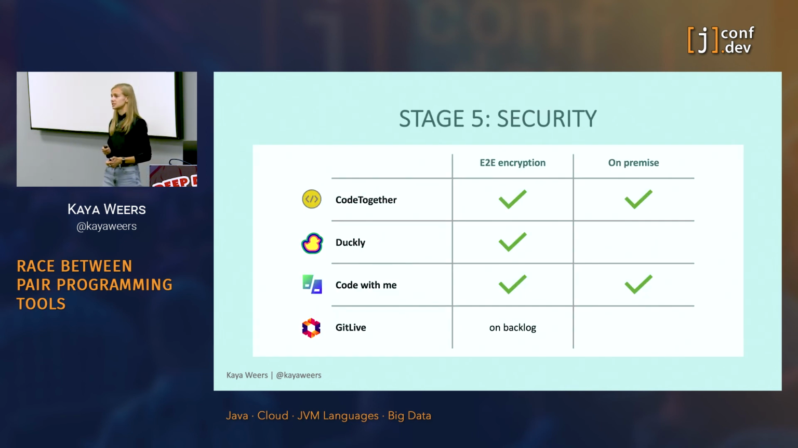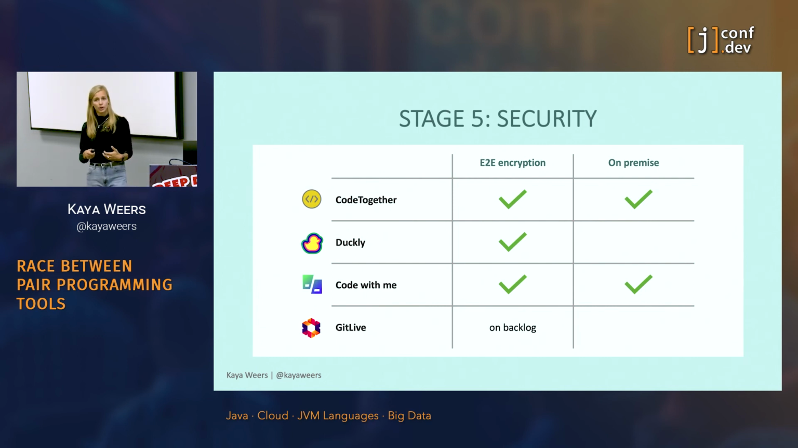We go to our last stage, which is about security. So we'll only look at the basics of it, but it is important to realize that because your code needs to be analyzed and sent to someone else, it goes mostly over the servers of that tool. And then you want the code to be encrypted. So except for Git Live, those tools all offer that.